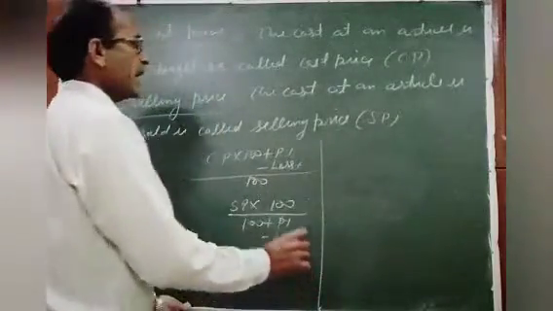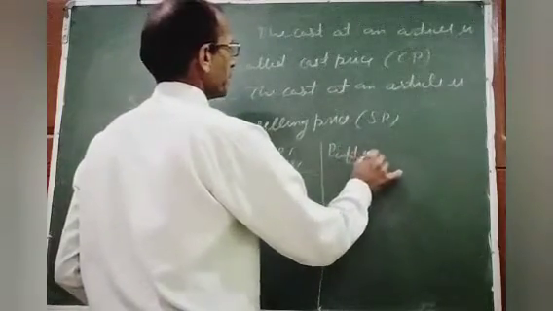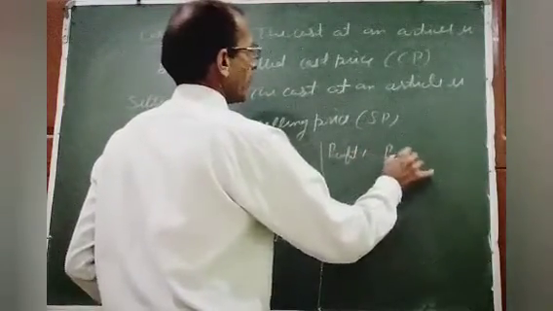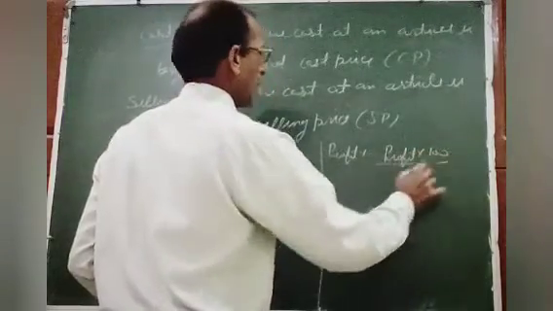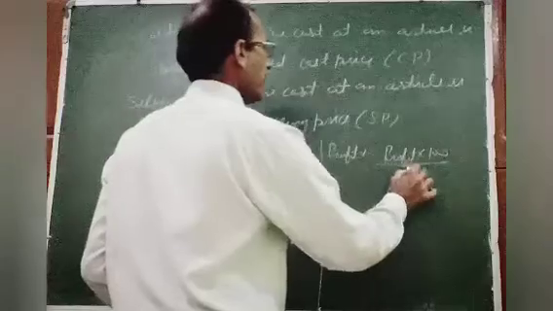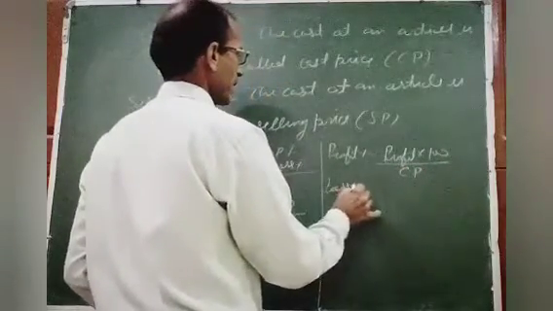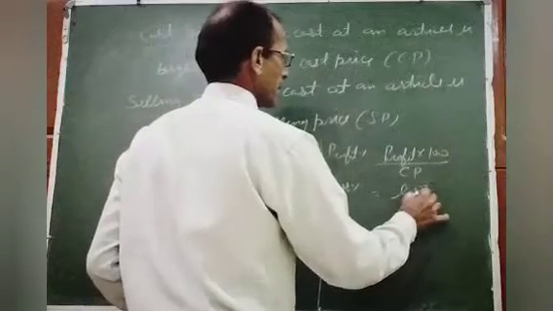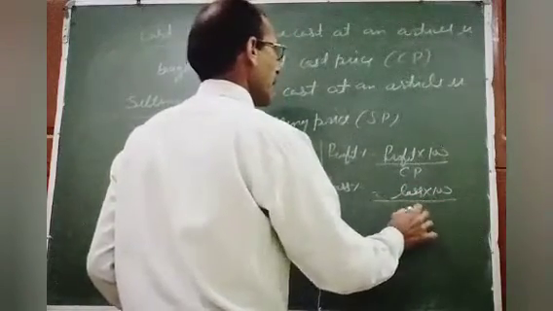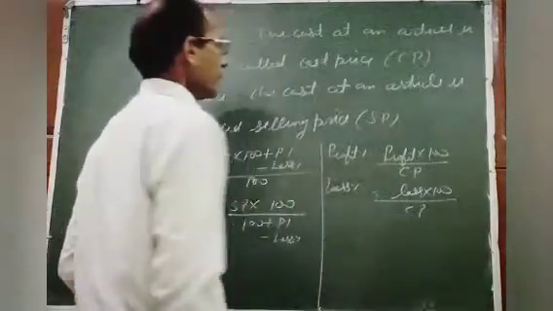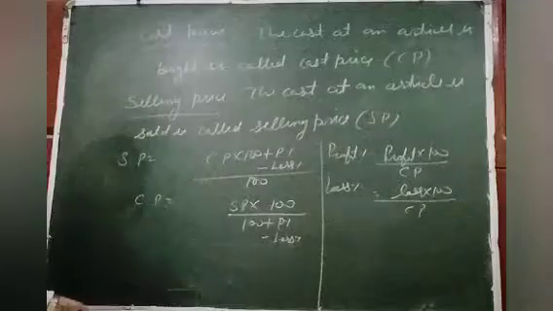If we have to find profit percent, it is profit into 100 upon CP. If we have to find loss percent, it is loss into 100 upon CP. So these are the main points related to profit and loss.